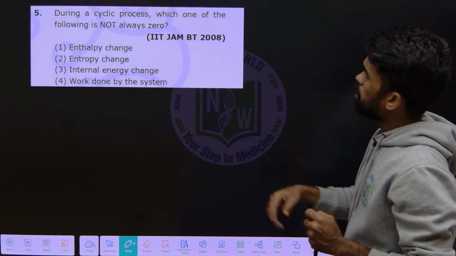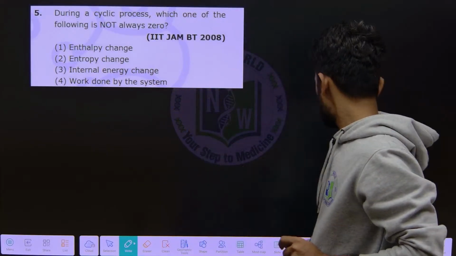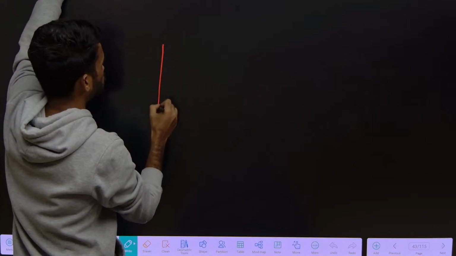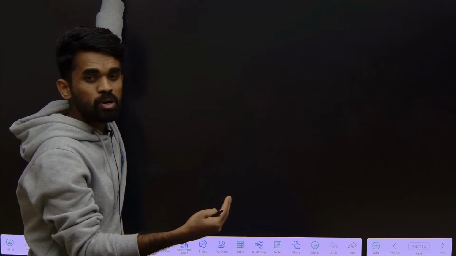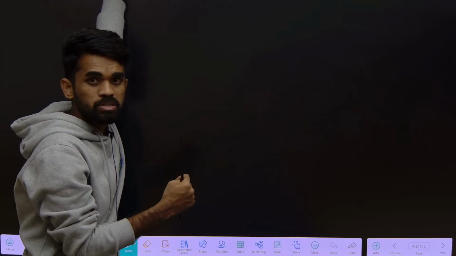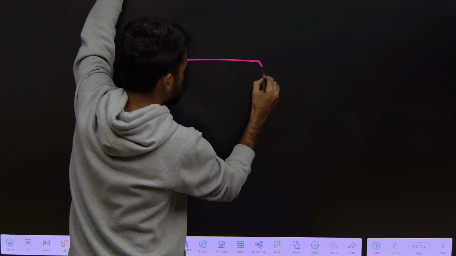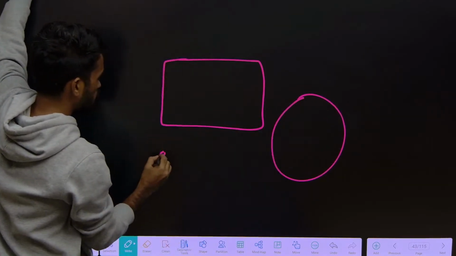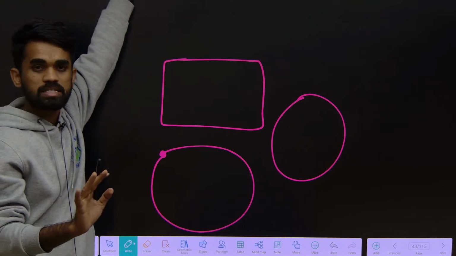Next, look at this. During a cyclic process, which of the following is not always 0? You need to understand one more thing here. There is something called a cyclic process. It's a thermodynamic process. What are the processes we have studied? Isothermal process, adiabatic process, isochoric process, isobaric process. If those processes are operated in a cyclic manner, starting from one point and again ending at the same point, we can consider them as a cyclic process. That's it, I hope you know.